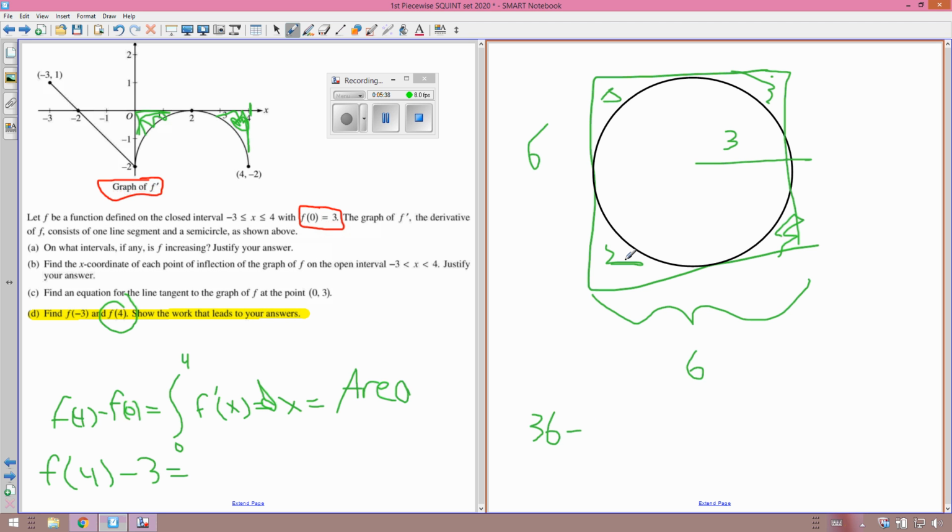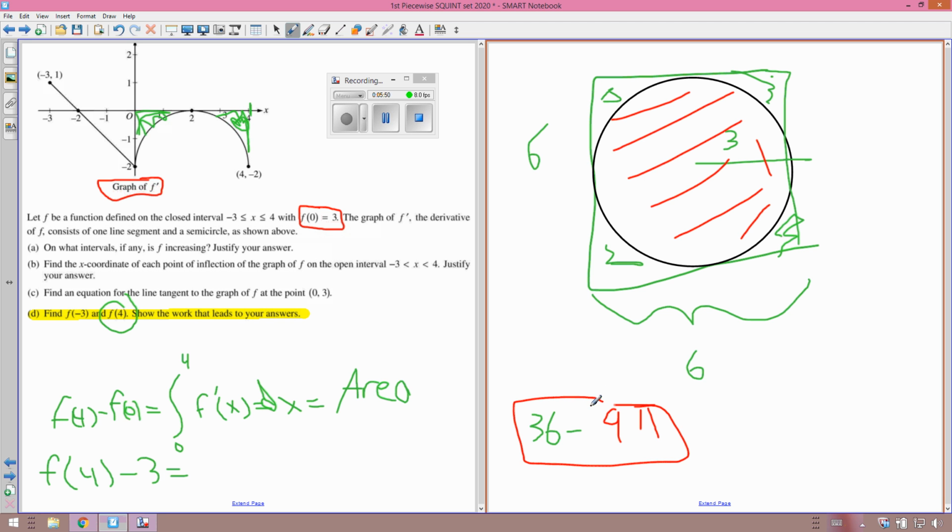But you need to subtract out the area of this circle. So pi r squared says that that's 9 pi. And so that would be the area of the green. That would be this, this, this, and this area. Okay. Again, not my most beautiful video or writing, but just trying to get it done quick.